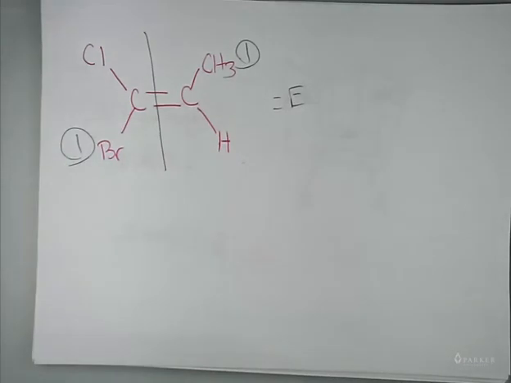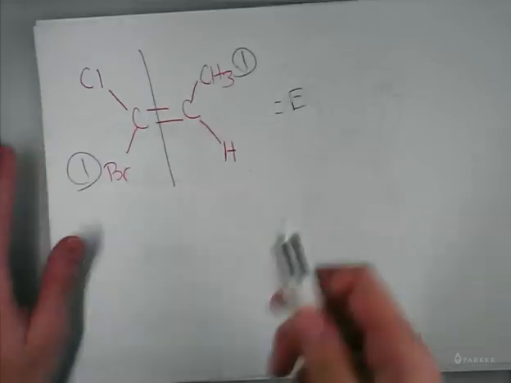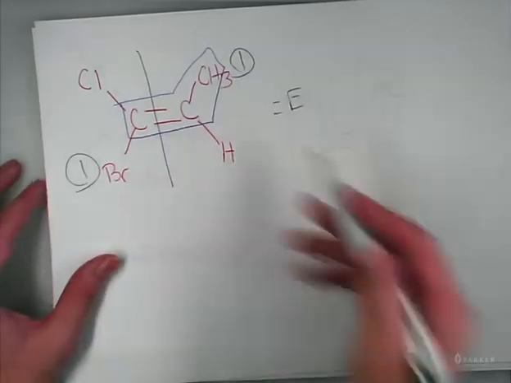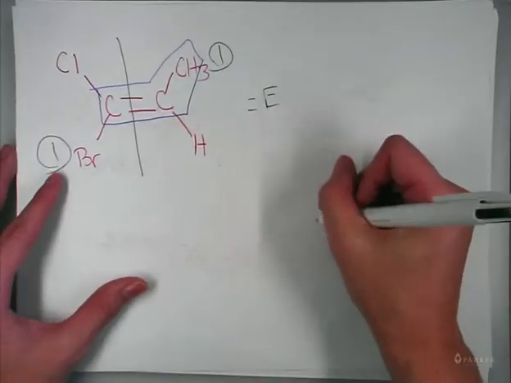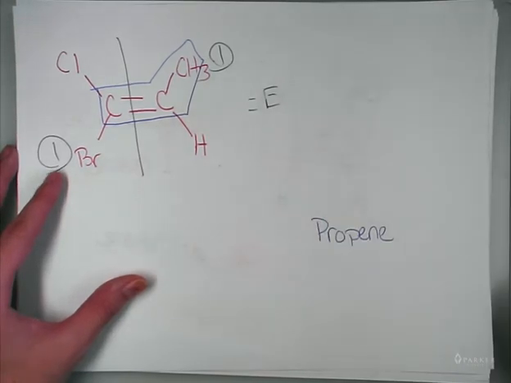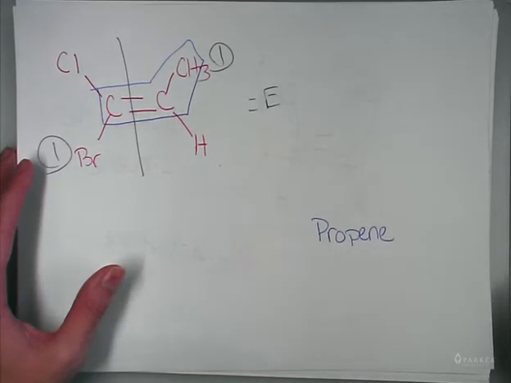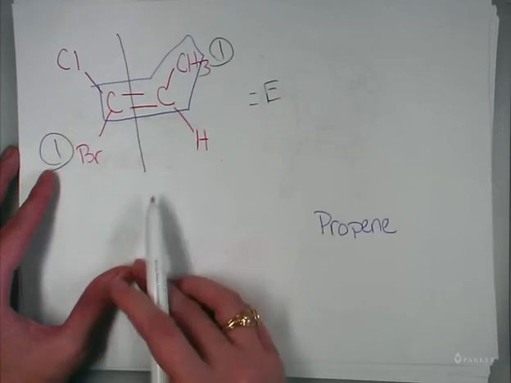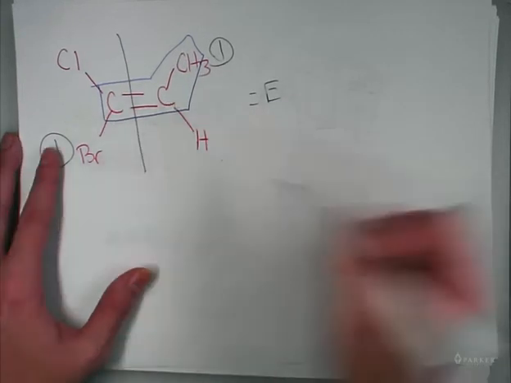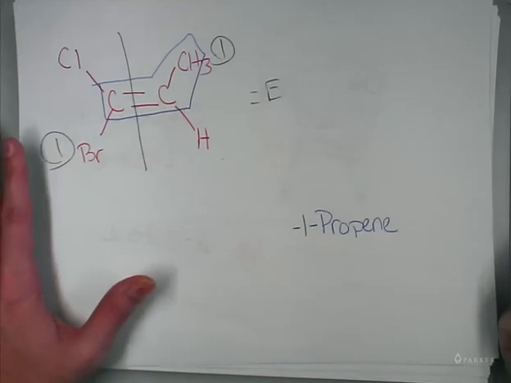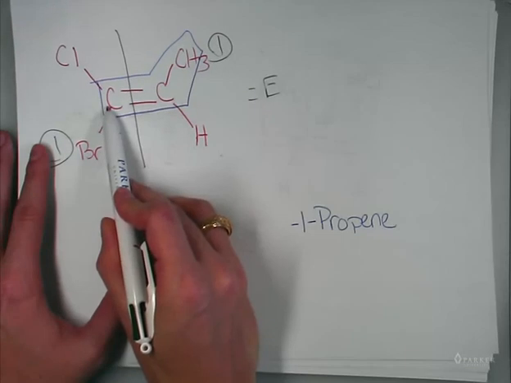Now we need to actually name it. What's the longest carbon chain in this? 3. Right here? Right, because those aren't carbons. So how do I say 3? Propene. Where is the double bond? Carbon 1, right? So I could go 1, 2, or 1, 2. So it's actually in carbon 1. Did everybody see that it's on carbon 1? Since that's the end there.